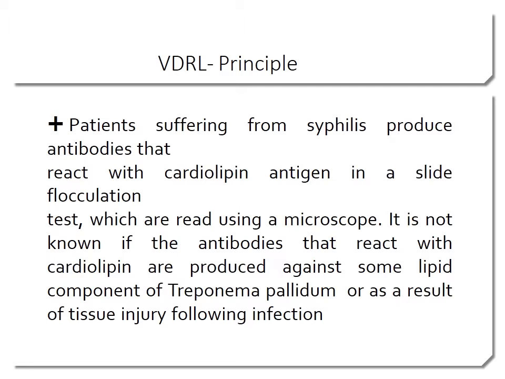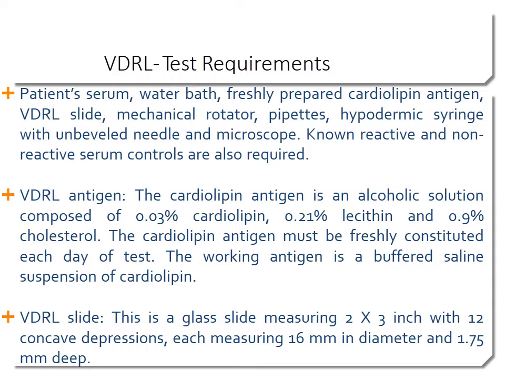Patients suffering from syphilis produce antibodies that react with cardiolipin antigen in a slide flocculation test, which is read using a microscope. It is not known if the antibodies that react with cardiolipin are produced against some lipid component of Treponema pallidum or as a result of tissue injury following infection.